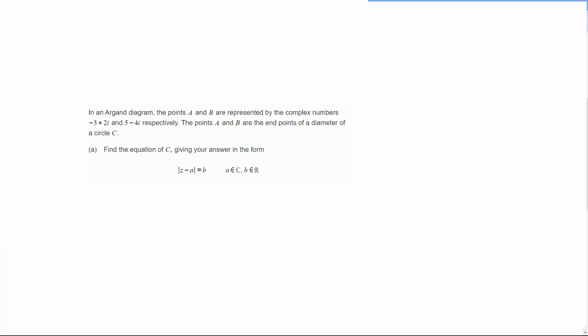Okay. So in an argand diagram, let's quickly get a quick sketch of an argand diagram. It says points A and B are represented by the complex numbers -3 plus 2i. So A is given by -3 plus 2i, and B is given by 5 minus 4i, respectively. The points A and B are the endpoints of the diameter of a circle.